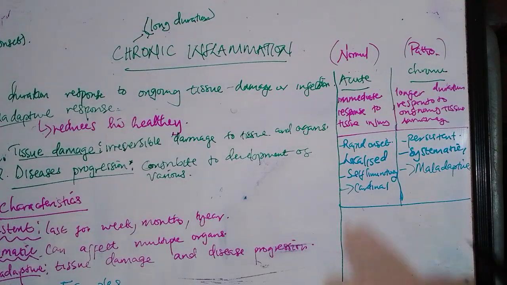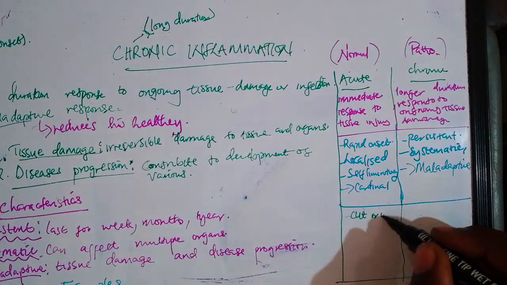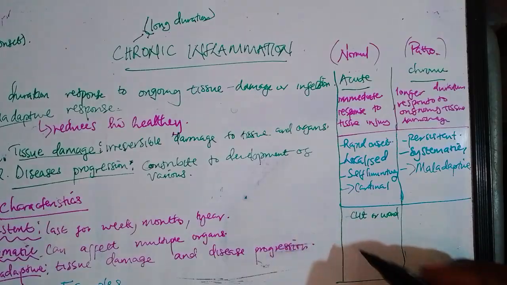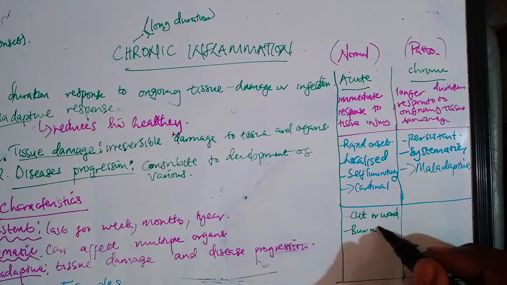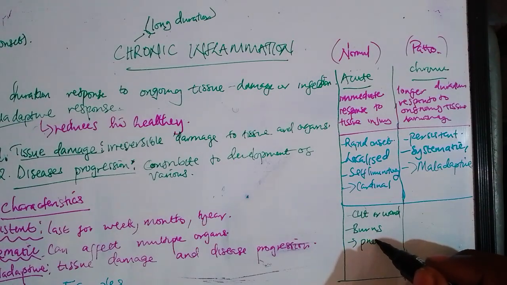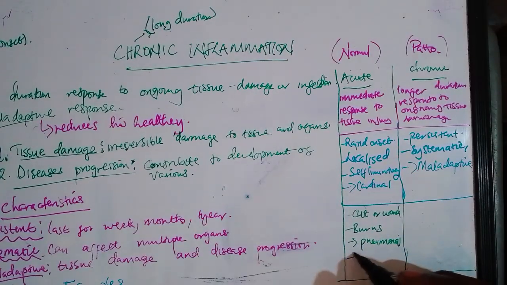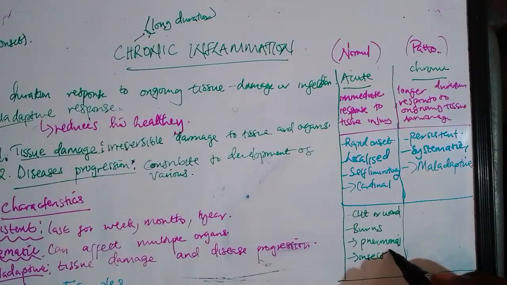Then the final part is the examples. What are some of the examples of acute? We said that for acute, we can have a cut or wound. Also we can have burns. Also we can have pneumonia. Here we have only one disease, which is pneumonia. Then we can also have insect bites. So remember this. These are some of the examples in which acute can occur.